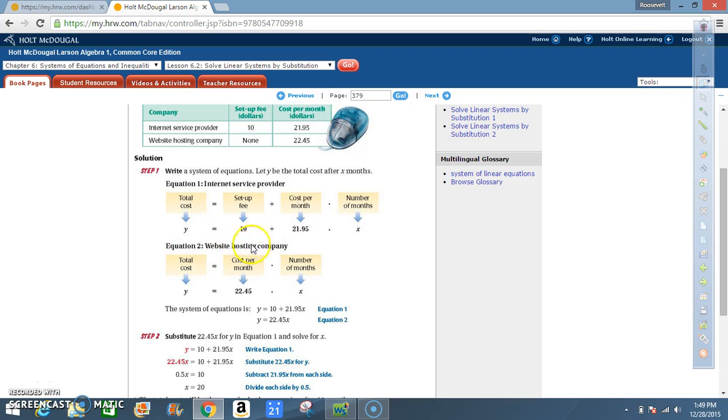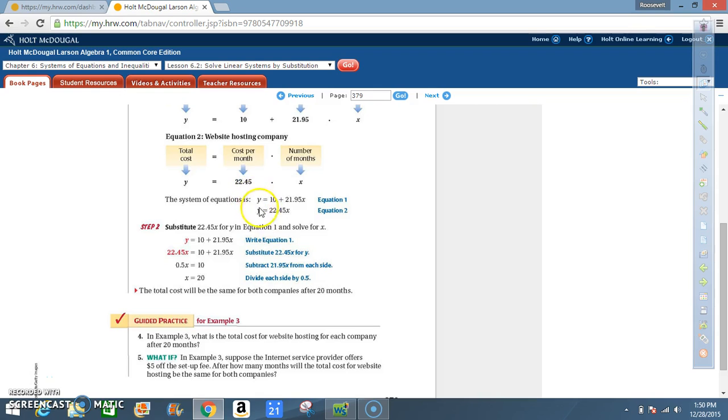Equation 2, website hosting company. Total cost, y. Setup fee, they charge nothing. But cost per month, they charge $22.45. So $22.45 times x. That would be the cost per month. The system of equations you have is y is equal to 10 plus 21.95x, and y is equal to 22.45 times x.